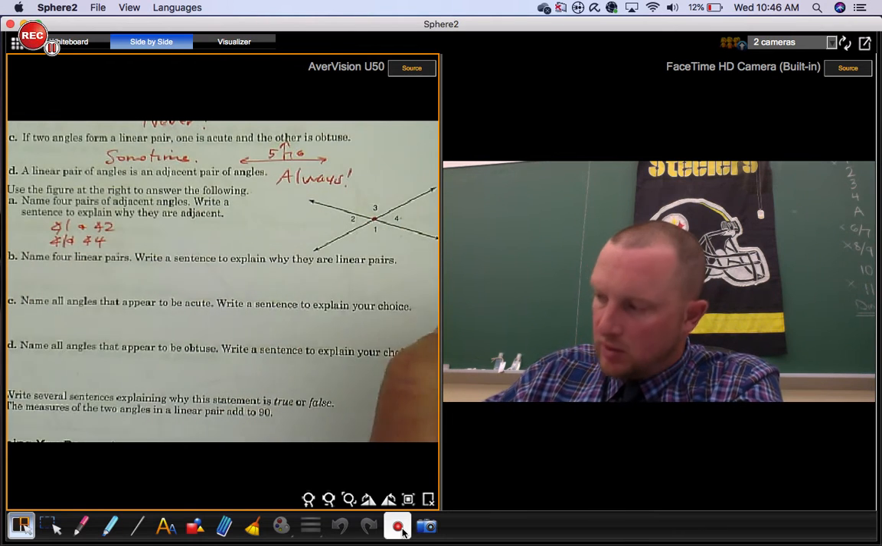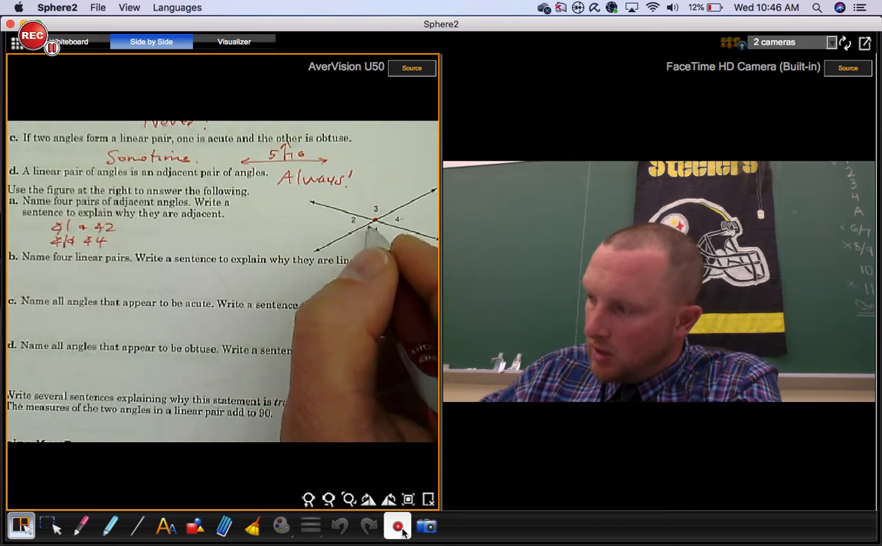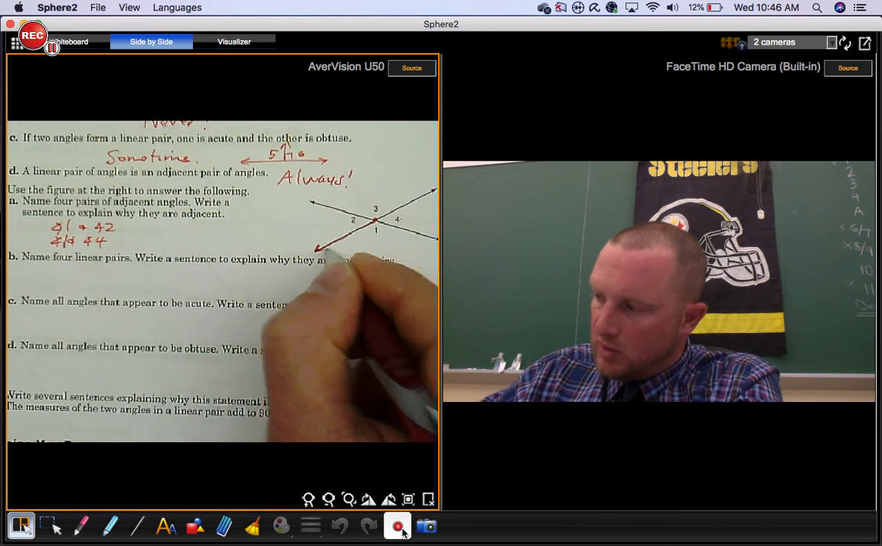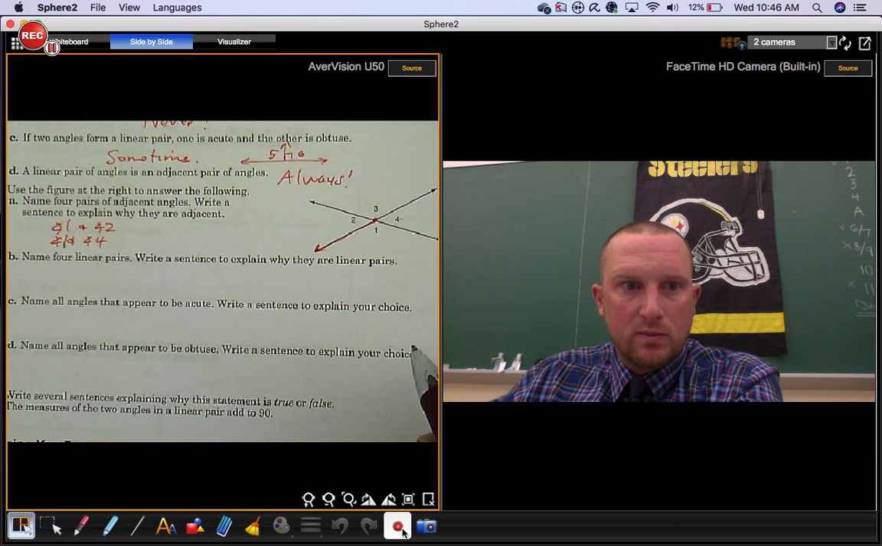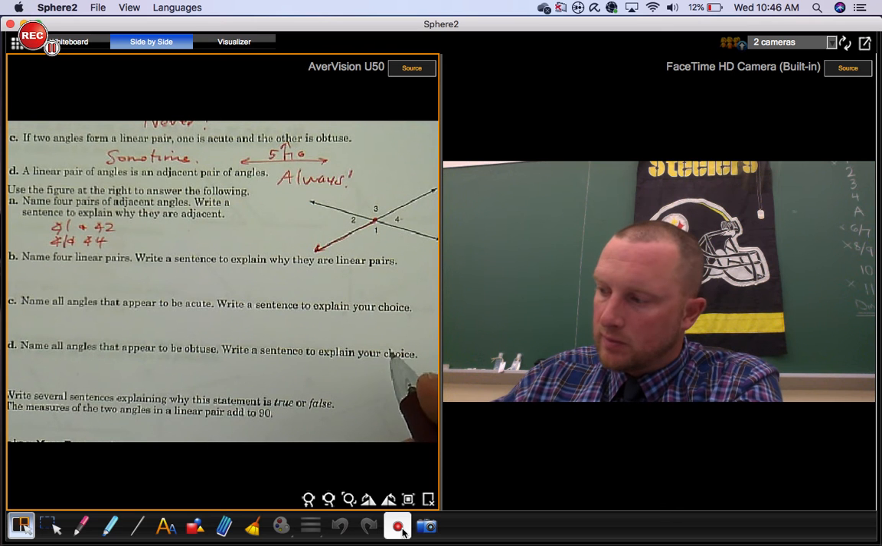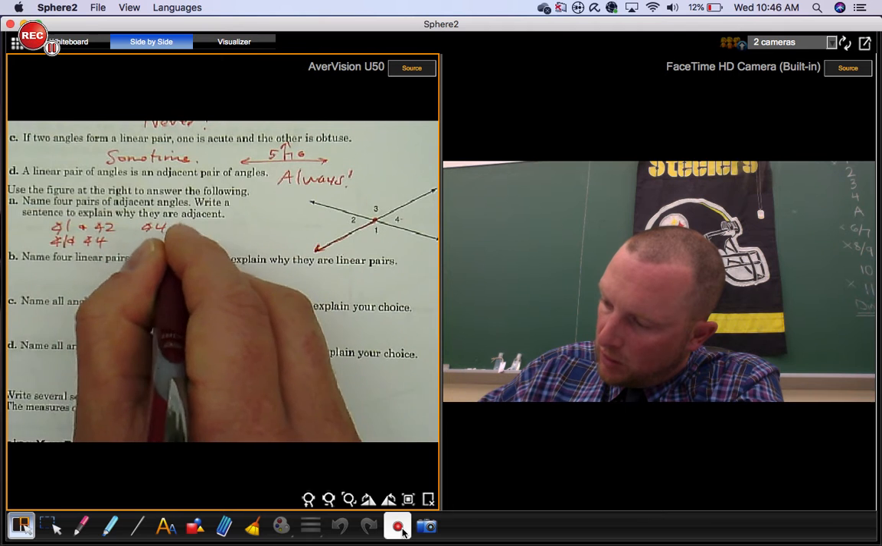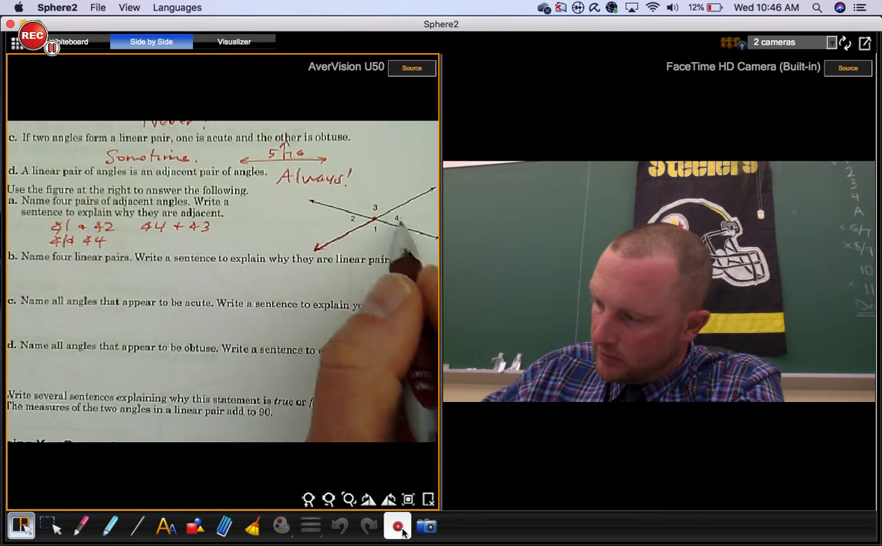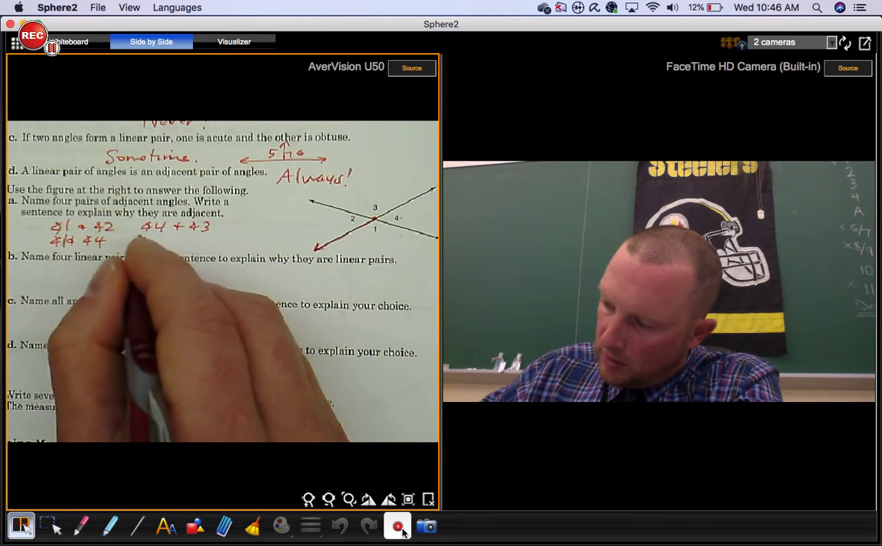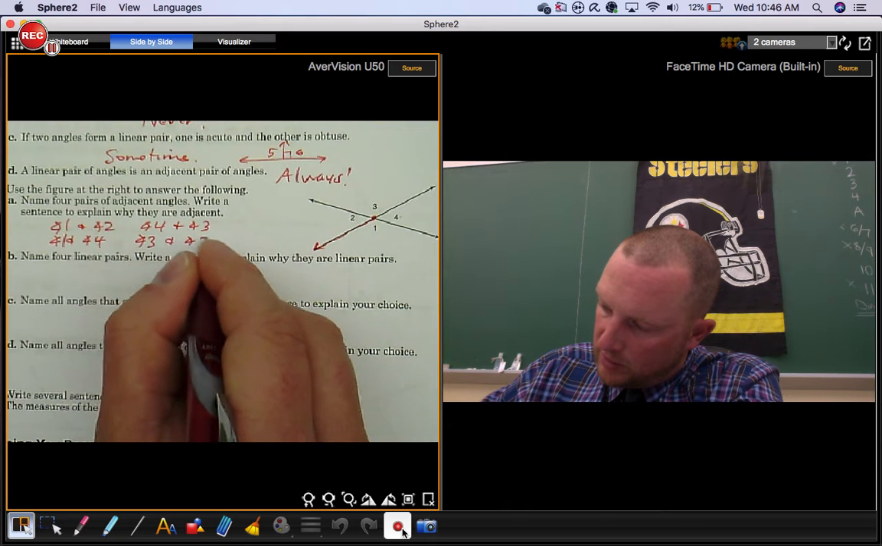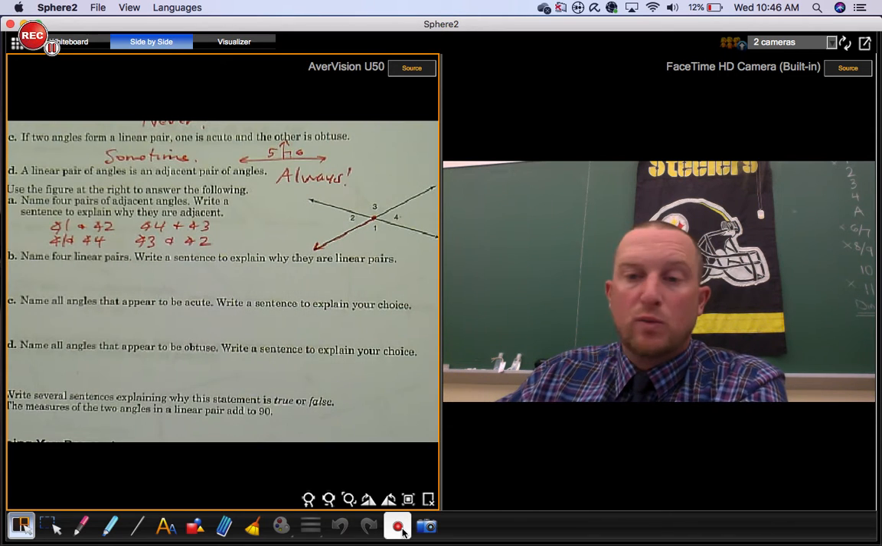Why are they adjacent? Well, they share a vertex. They all share a vertex. And angle 1 and angle 2 share this ray, and they don't overlap. That's really the only sentence you need to write. Now, angle 4 is also adjacent to angle 3. And angle 3 is also adjacent to angle 2. Those are your four pairs.